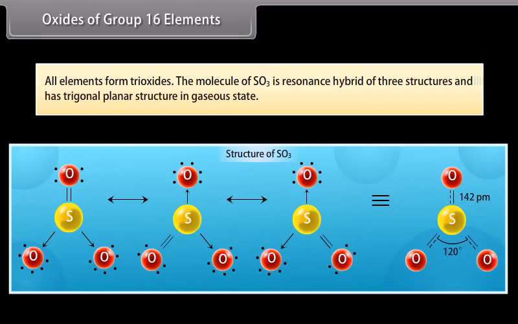The molecule of SO3 is a resonance hybrid of these structures and has trigonal planar structure in the gaseous state.